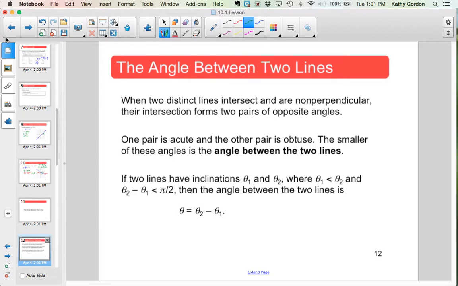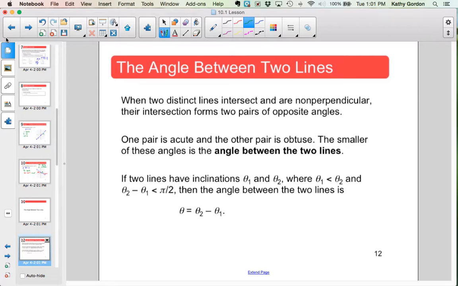So, if we know what the inclinations are of the two separate lines, then the inclination between, or the angle between the two lines is actually pretty easy. It's just the difference. Okay, that's what this says. Of course, it's saying it in mathematical speak, so it's a little bit wordy.